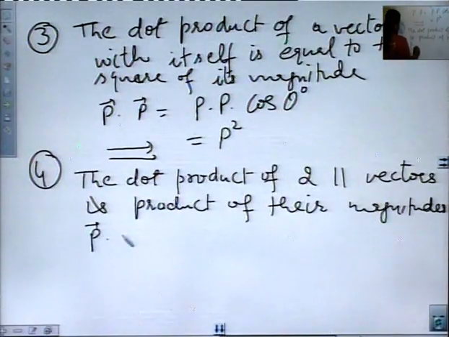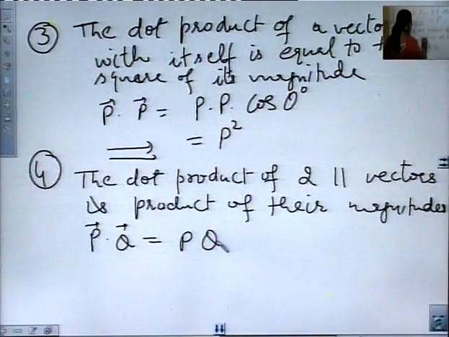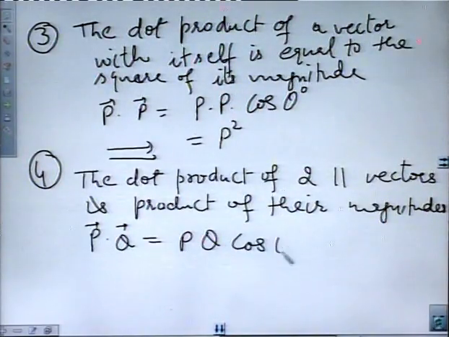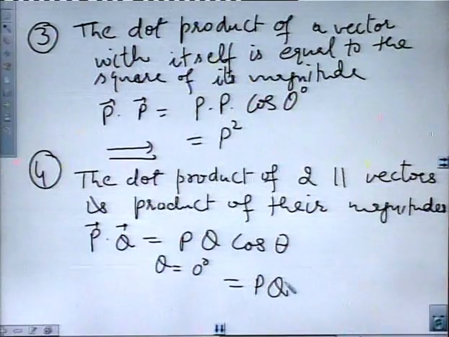Suppose we have P and Q vector and we take their dot product, which is equal to P into Q into cos theta. If theta is equal to 0 degree in case of parallel vectors, then cos 0 is 1 and we get P into Q. So, the dot product is equal to the product of magnitudes of the two vectors.